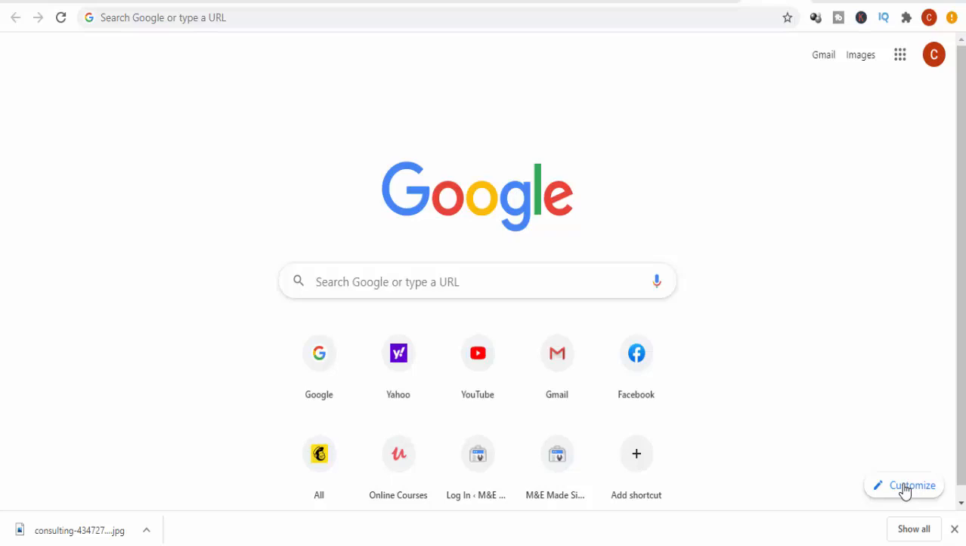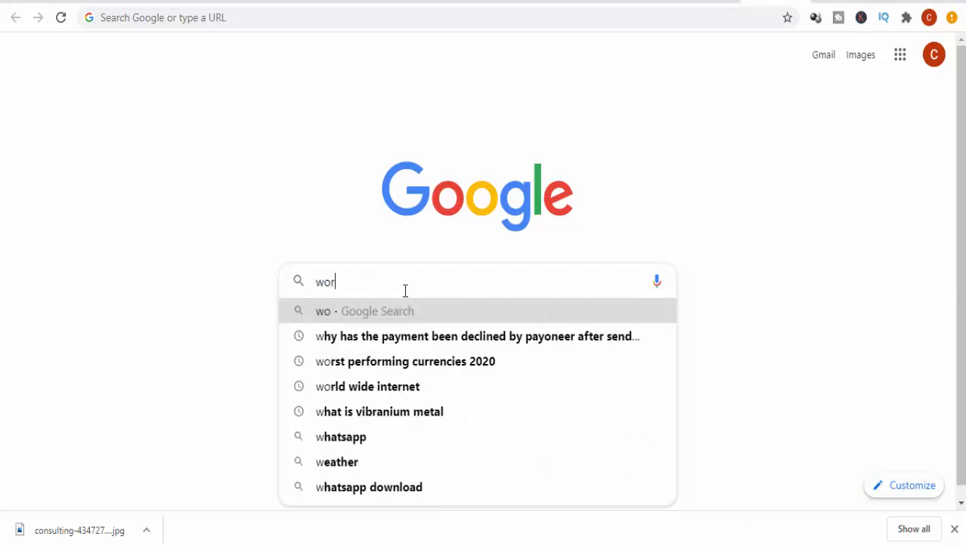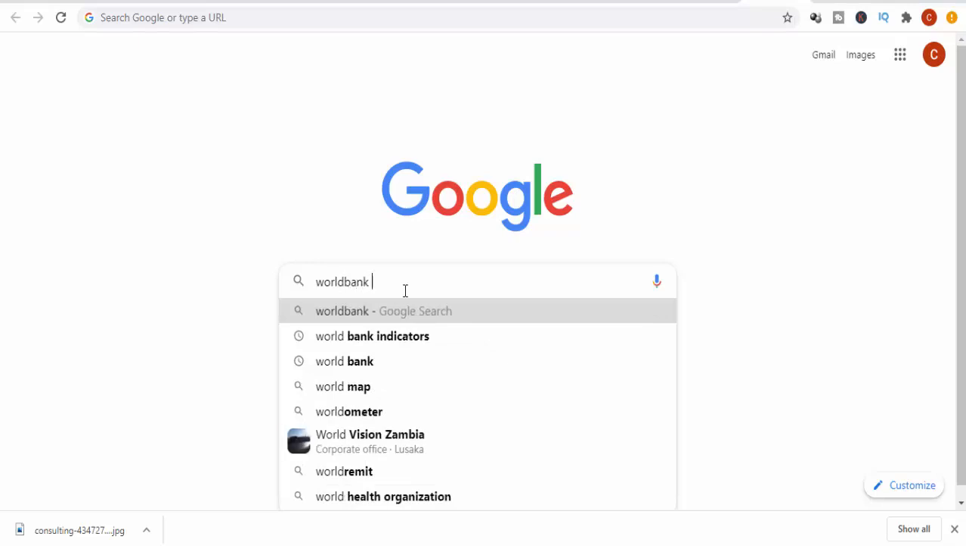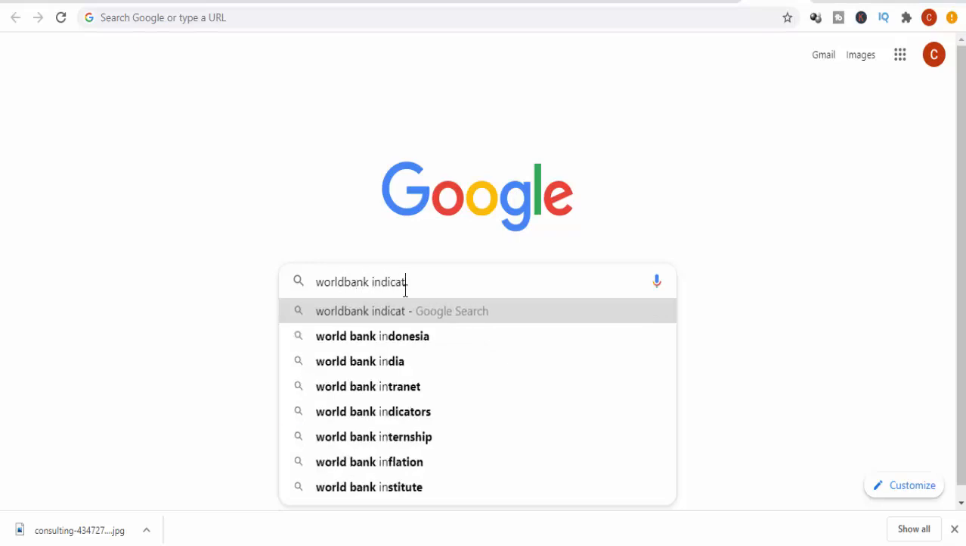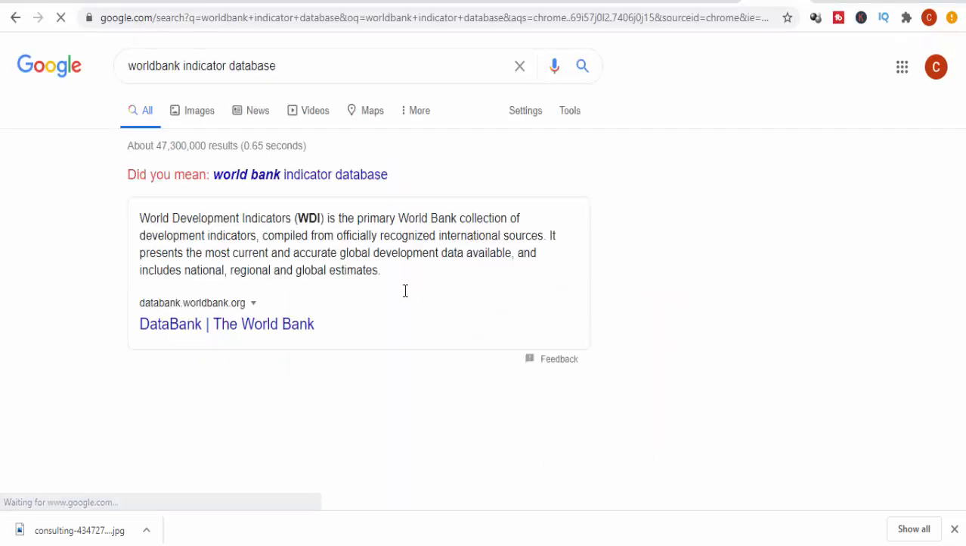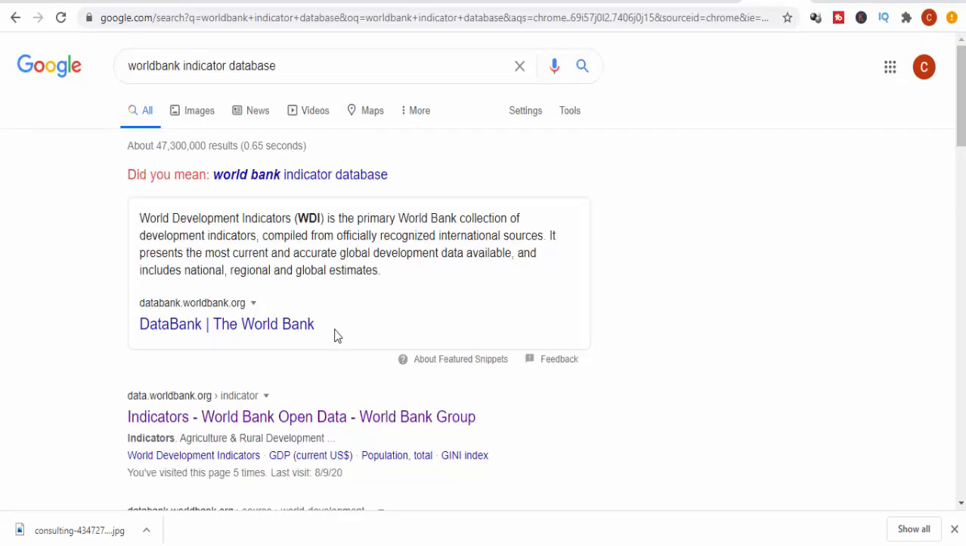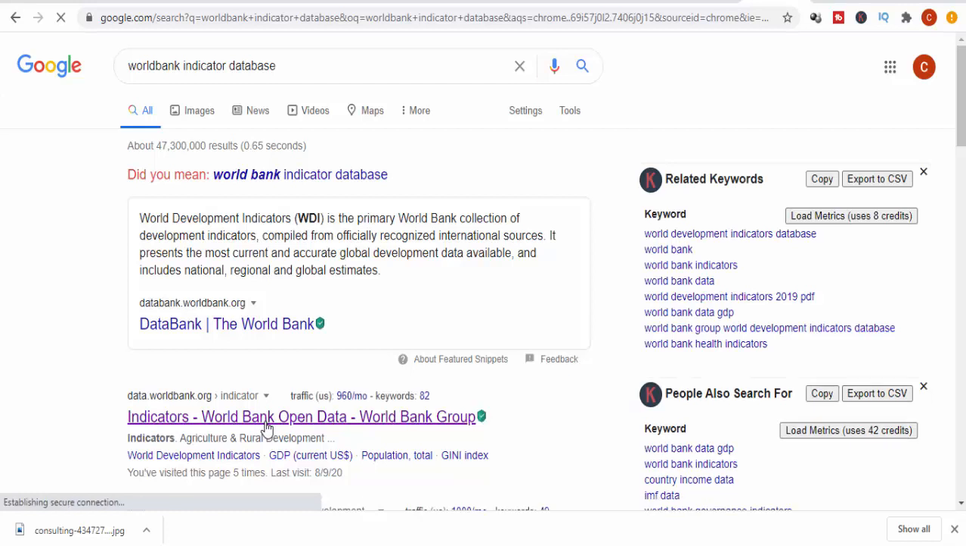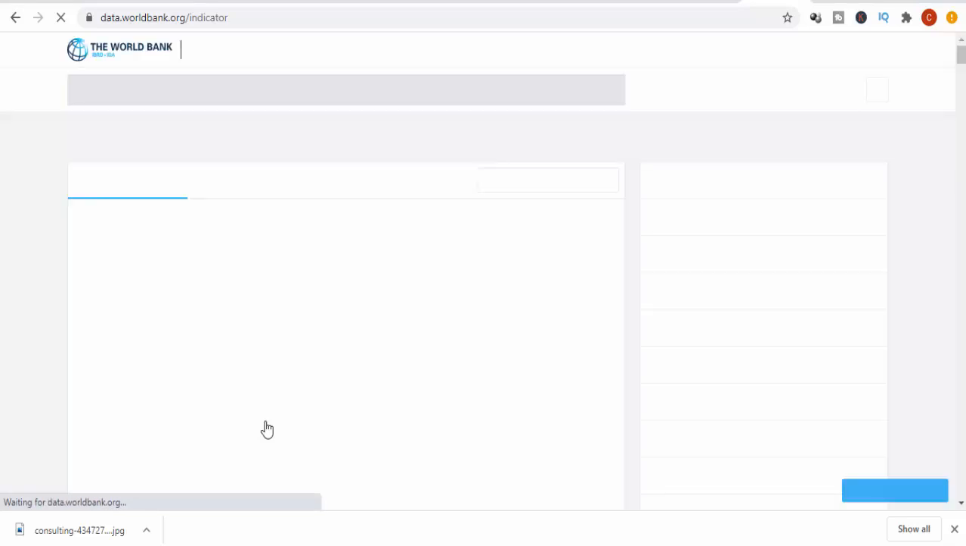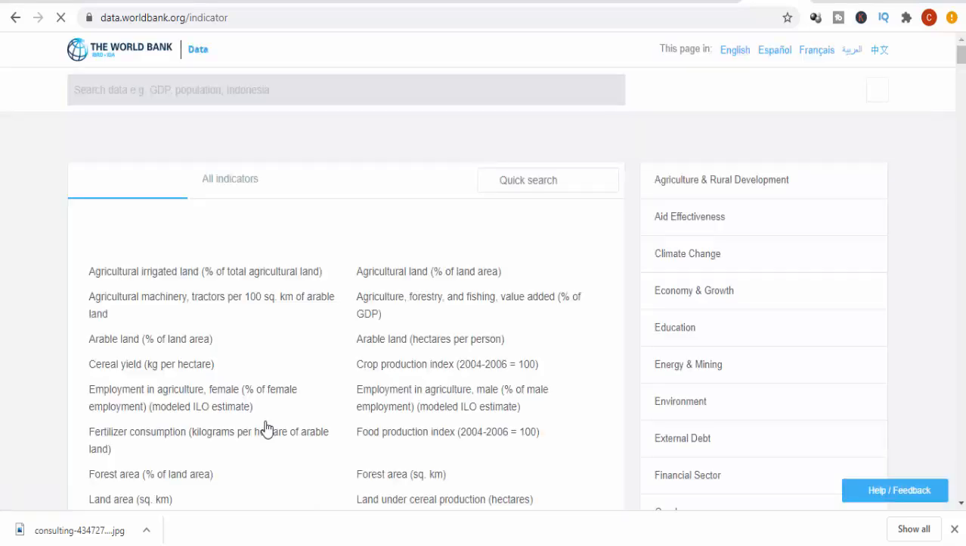So today I want us to talk about the World Bank Indicator Database. As you can see, I'm on Google here, and it's pretty easy to find. Let me just type indicator database there. It's pretty easy to find. Okay, so the World Bank has a database, and interestingly, guys, it has a lot of indicators on its website.